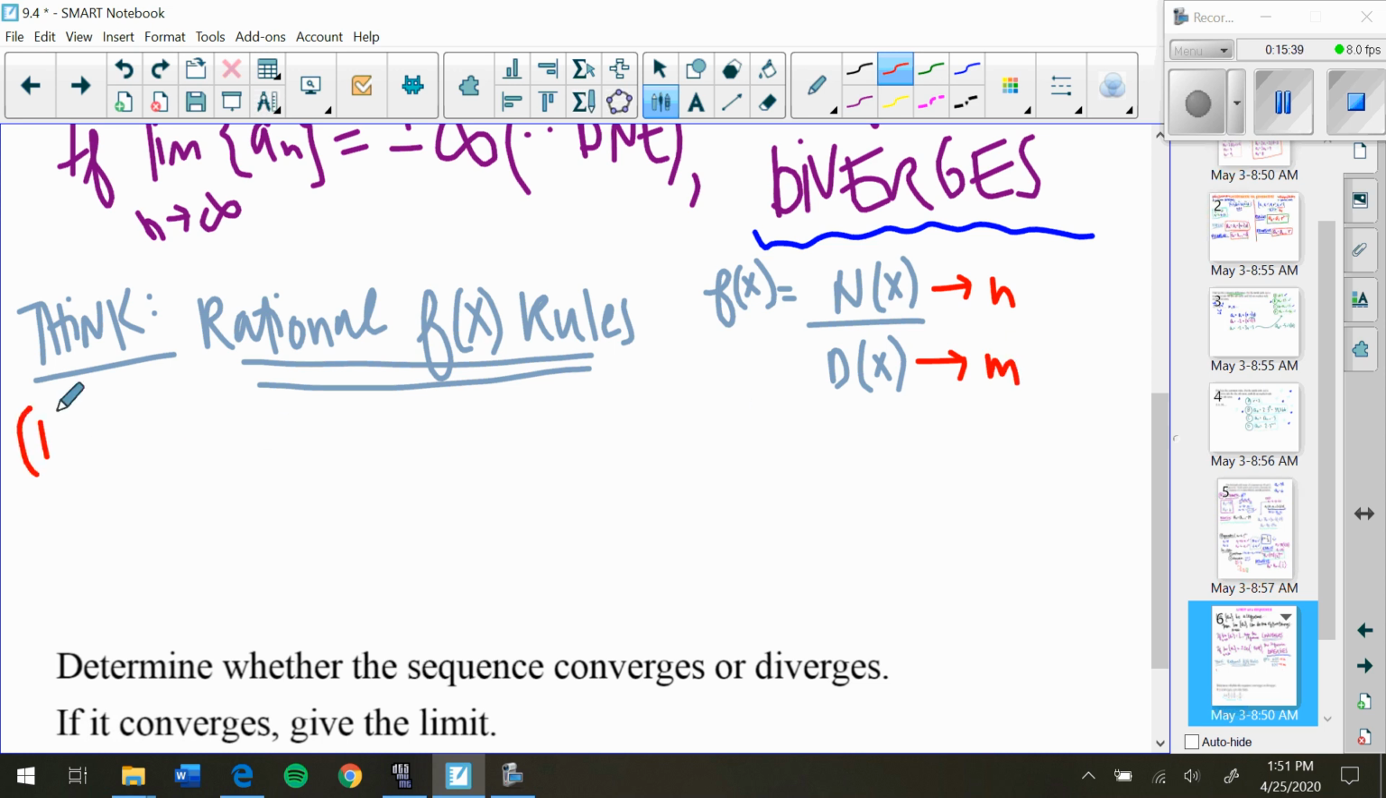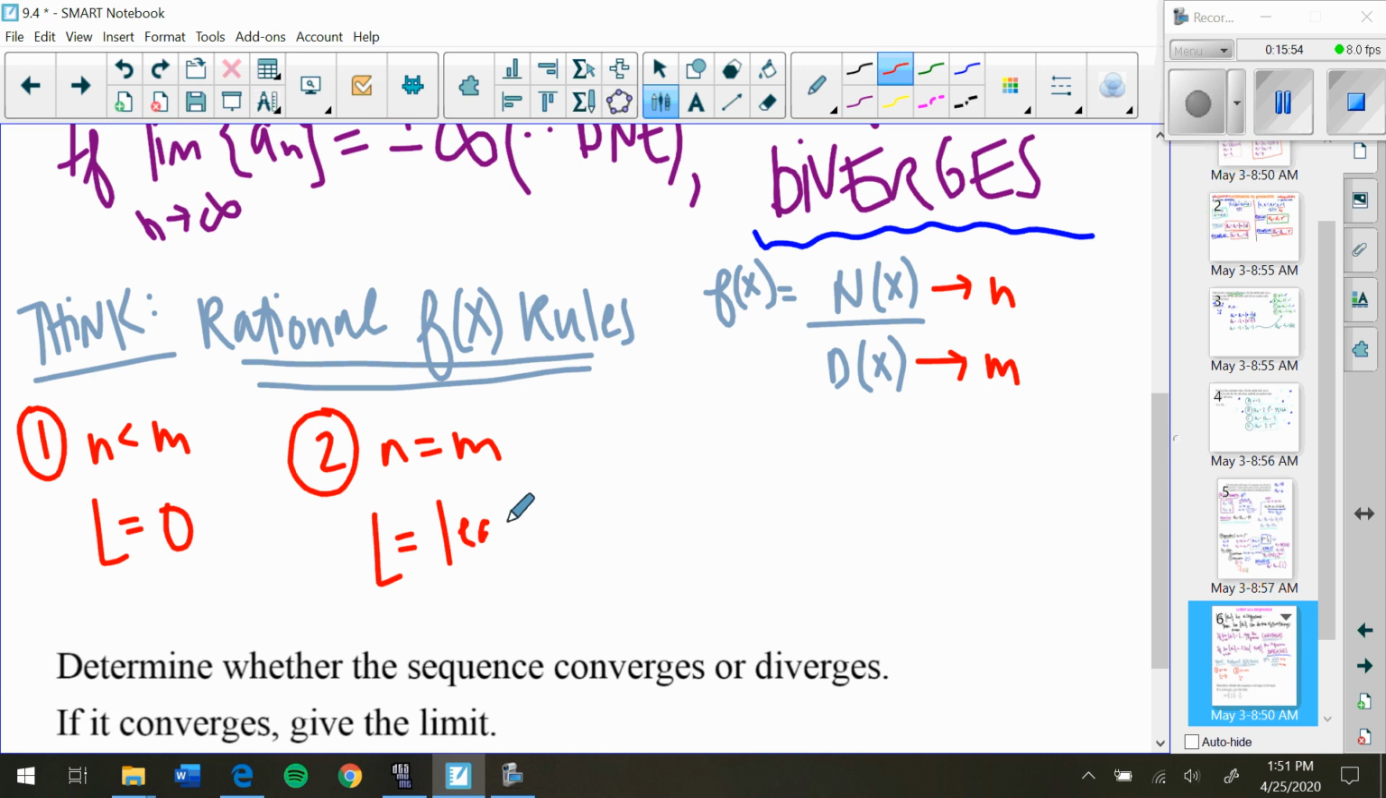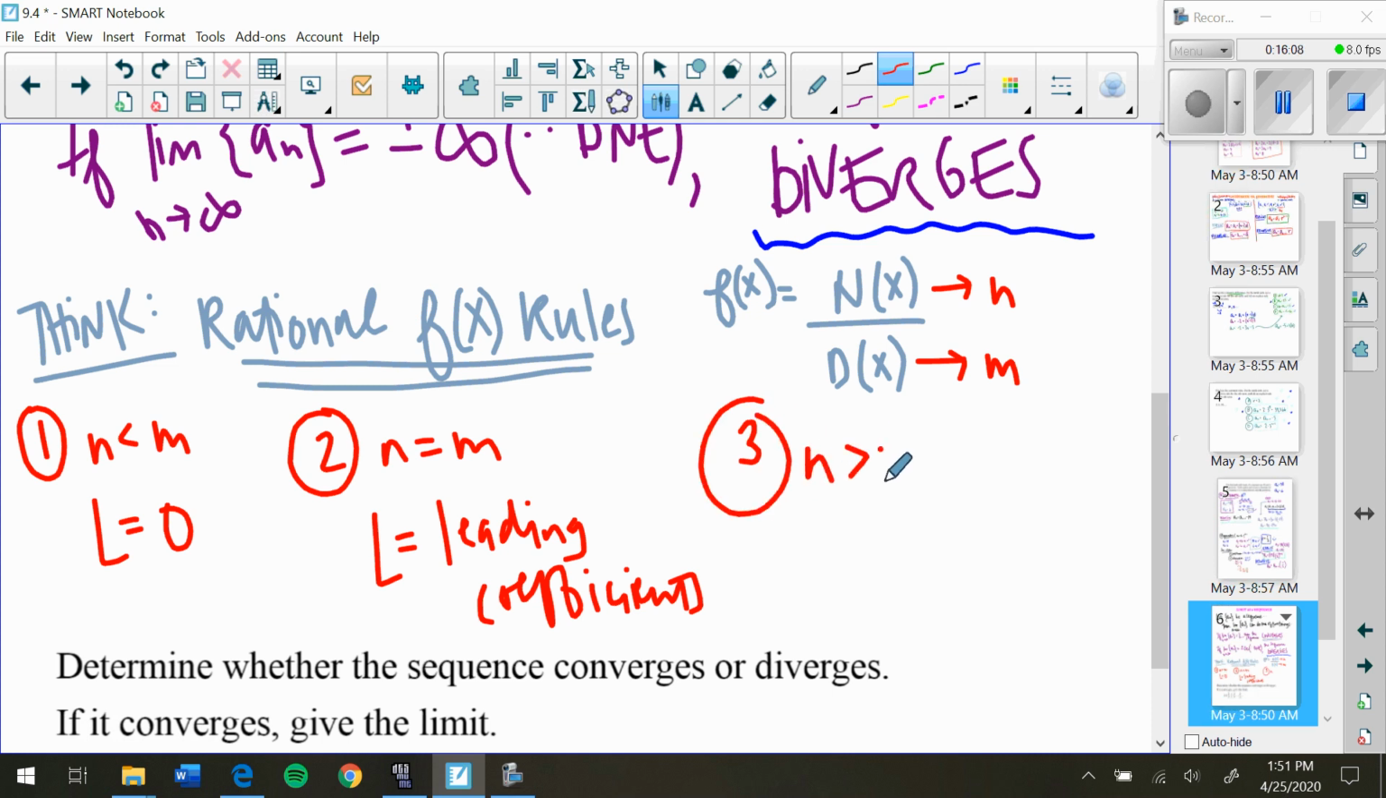So there were three options here. Either n was less than m, and if that was true, the limit was 0. This would be converges. The second option was that n was equal to m. If that was true, our limit was the leading coefficients. Again, this would be a converging sequence. And last but not least, 3, if n was greater than m, in this case, it's either positive or negative infinity, which means that the limit does not exist. And this right here is the case where we are diverging. We are a divergent sequence.